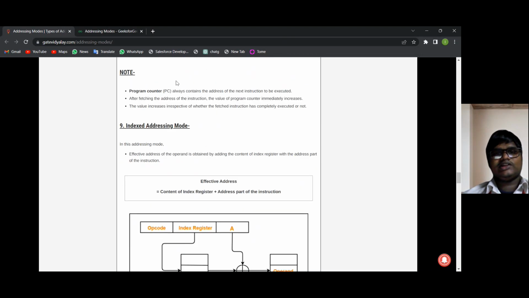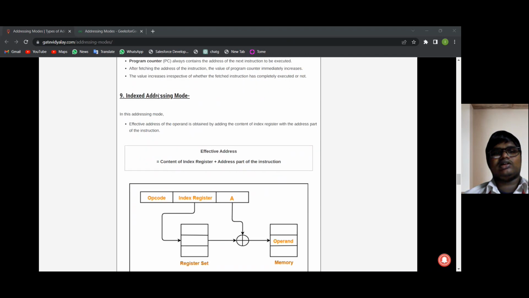Program counter always contains the address of the next instruction to be executed. After fetching the address of the instruction, the value of the program counter immediately increases. The value increases irrespective of whether the fetched instruction has completely executed or not.